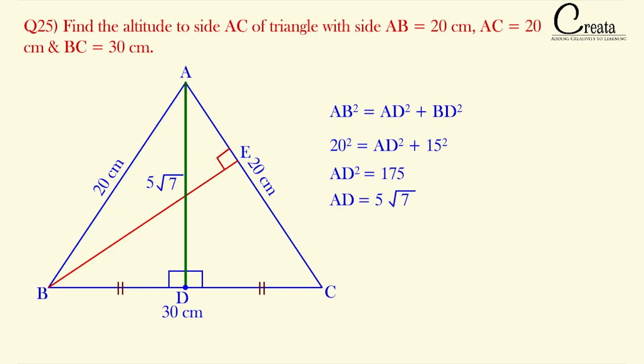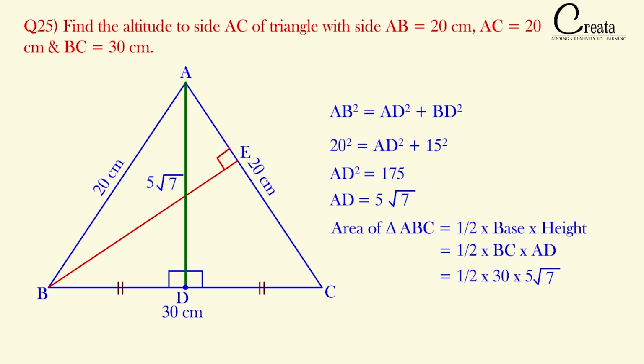So with the help of AD, that is the height or the altitude for this triangle, and with BC as a base, can we calculate the area of this triangle? We got area of this triangle ABC as half into base into height, that is half into BC into AD. We have considered BC as base and AD as the height for this triangle. On solving, we got the area of the triangle ABC.